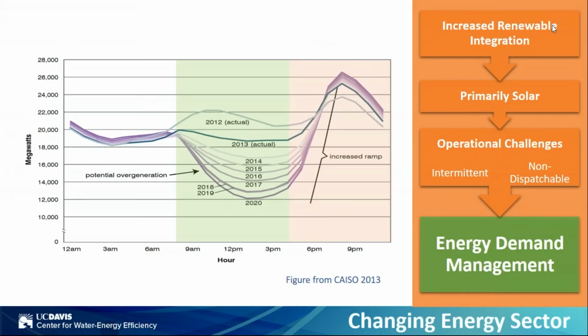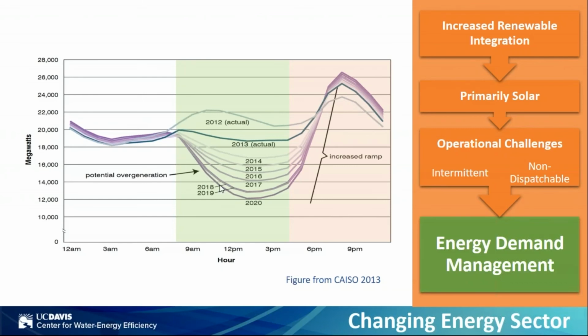So as many of you know, California and many other states and countries have tried to increase renewable integration into the grid. In California, it's primarily been solar integration. And this has led to several operational challenges. This figure here is of the duck curve, which many of you are probably familiar with. And as the belly of the duck grows, as we increase renewable integration, primarily solar, we're seeing increased issues such as this increased ramp here and potential overgeneration.